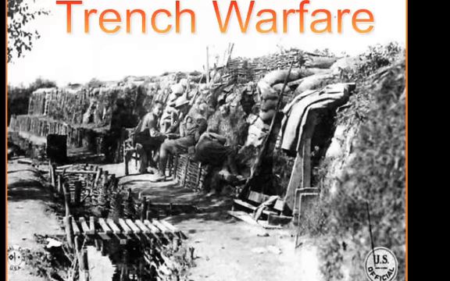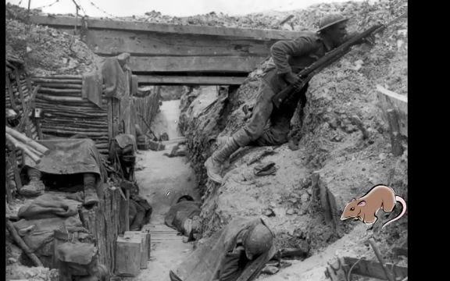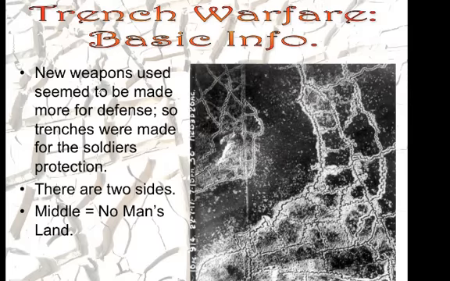Here are some pictures of trench warfare. So the guys would hide down here. Look at the size of the rats. New weapons used seem to be made more for defense. There are two sides. The land in the middle is no man's land. This is an aerial picture. These are the two sides. Here's the no man's land. This is one side's trenches. This is another side's trenches. And notice they're fighting over this very little piece of land.